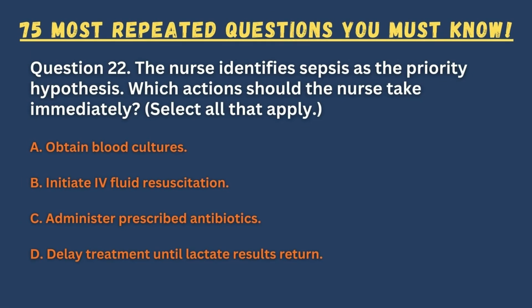Question 22. The nurse identifies sepsis as the priority hypothesis. Which actions should the nurse take immediately? Select all that apply. A. Obtain blood cultures. B. Initiate IV fluid resuscitation. C. Administer prescribed antibiotics. D. Delay treatment until lactate results return.